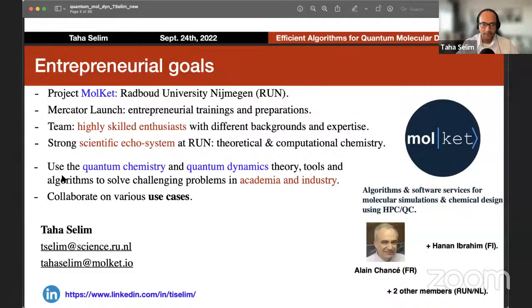We want to use quantum chemistry and quantum dynamics theory tools and algorithms to solve challenging problems in academia and industry, but of course also to collaborate on various use cases. And if you want to reach me regarding research or entrepreneurial work, you can email me or just drop a message on LinkedIn.